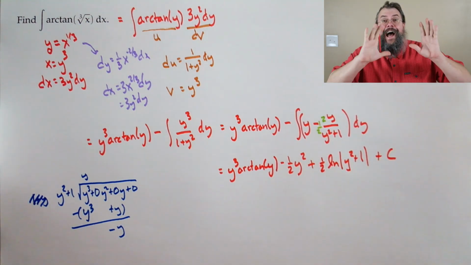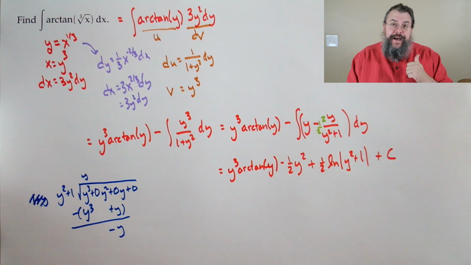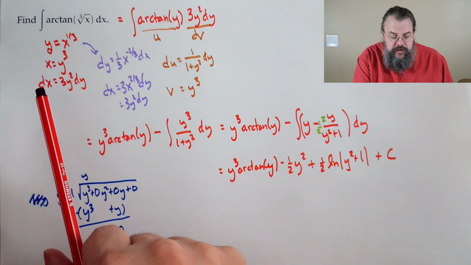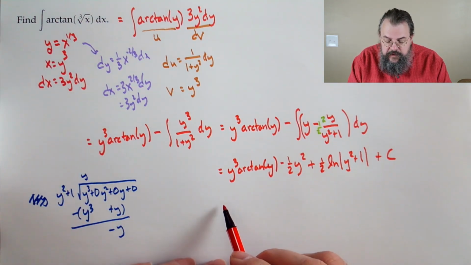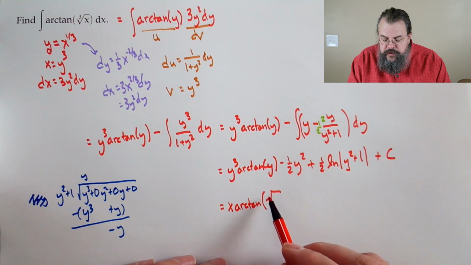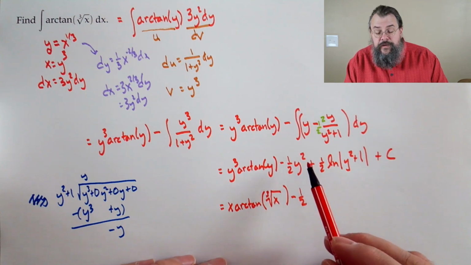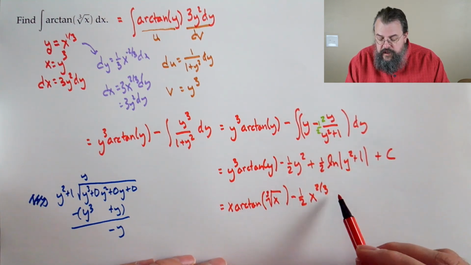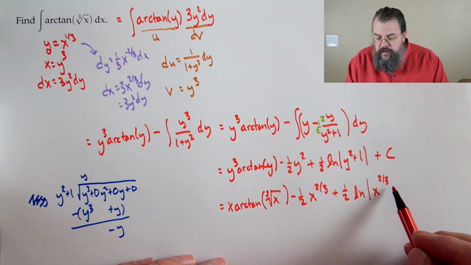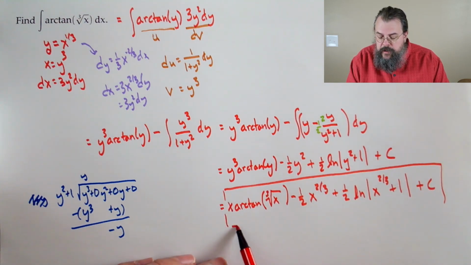Now, are we done? Not yet. The problem is our answer is in terms of y. We need to go back in terms of x. But we're almost done because we know, for example, y is x to the 1/3, or let me say that as x equals y cubed. So we can say, oh, okay, so this is x arctangent of cubed root of x, then we have minus 1/2. Well, it's cubed root of x squared. We can write that as x to the 2/3, plus 1/2 log of x to the 2/3 plus 1. And plus c. And now we are done.